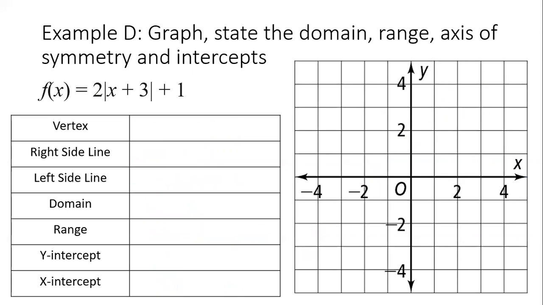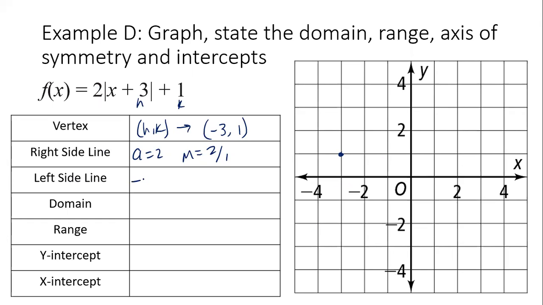All right, last one, example D, using option B of graphing. So again, I'm going to identify my vertex. Remember, my x is a liar, so this is actually a -3. Here's my h, here's my k, vertex h comma k. It's at -3, 1. The right side line is based off what my a is currently. Well, a equals 2. So therefore, my slope equals 2 over 1.